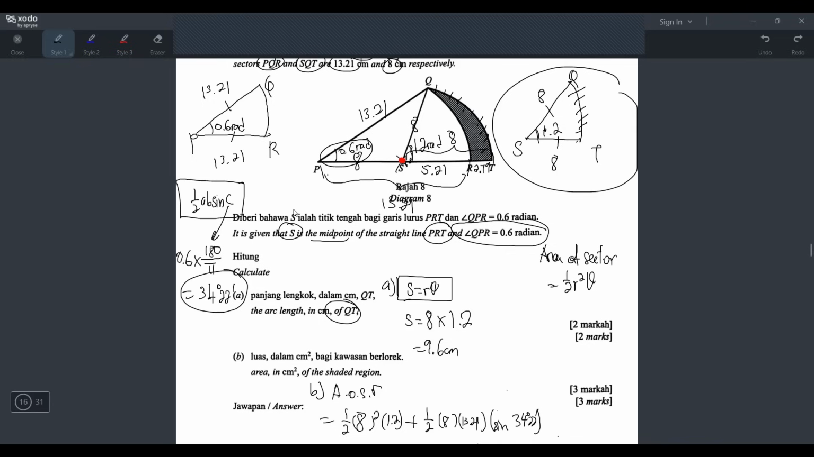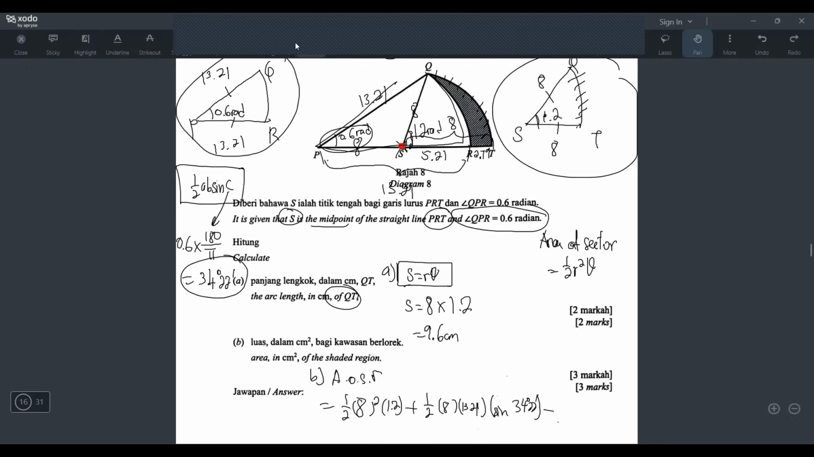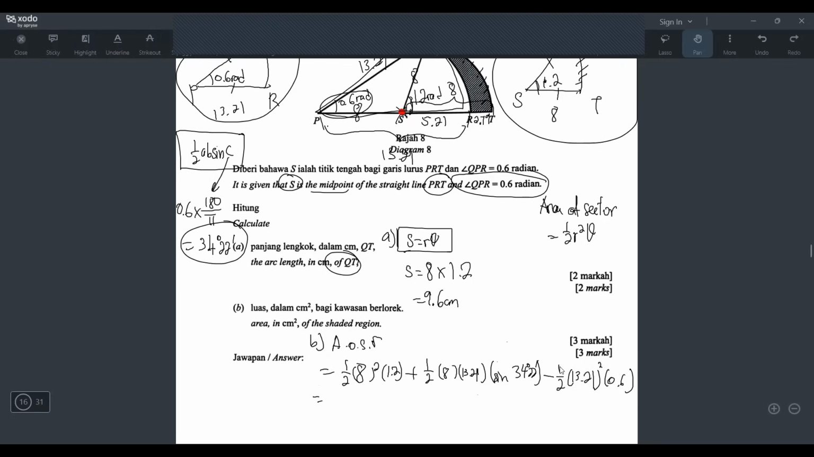But I only want the shaded region area. So what I'm going to do is minus this sector, the PQR sector, and PQR is a sector. Okay, and we will use the 1 over 2 r squared theta formula again, but this time my r is 13.21, and then have to square, and then my theta this time is 0.6. When you use this formula, the angle is in radian. You will only change to degree when there is trigo, like sin, cos, tan.